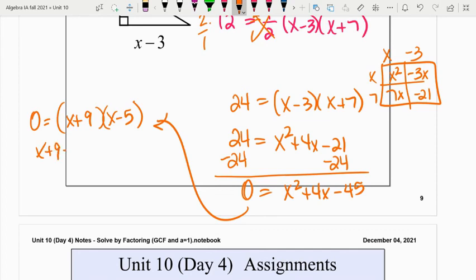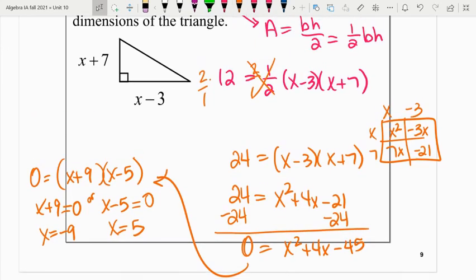Then set each to 0. So x plus 9 equals 0, or x minus 5 equals 0. Subtract 9, x equals -9. Add here, so you get x equals 5. Then you look at them and see which one makes sense. Can I put in a -9 for x? So -9 plus 7 gives me a -2. That one won't work. So x equals 5 is my x.